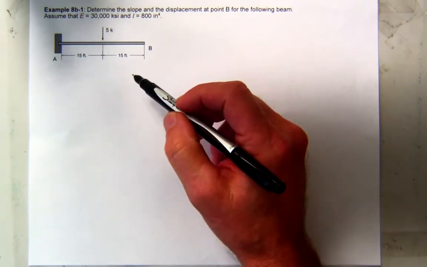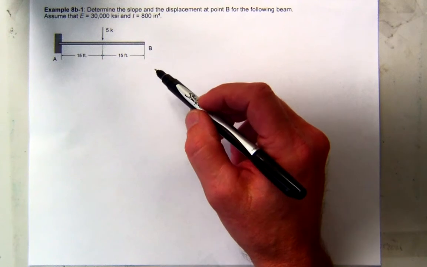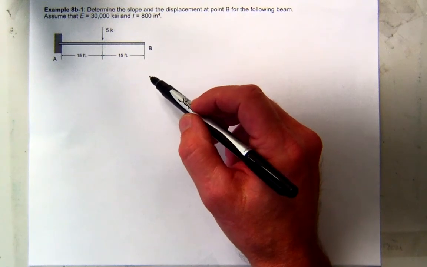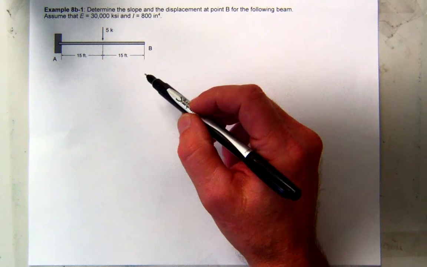So what's the first step in conjugate beam method? What do we need first? You need a moment diagram. We need a moment diagram. So let's draw a moment diagram.